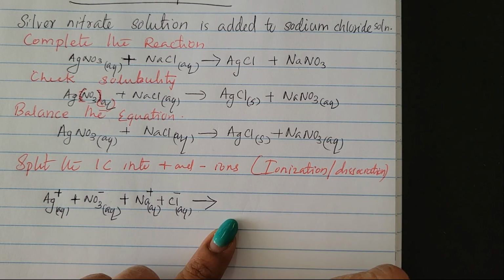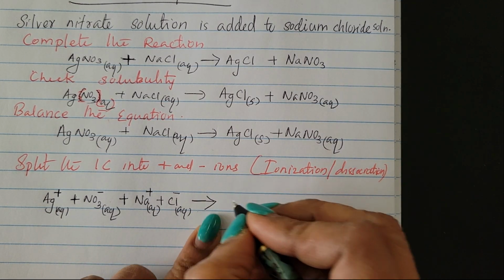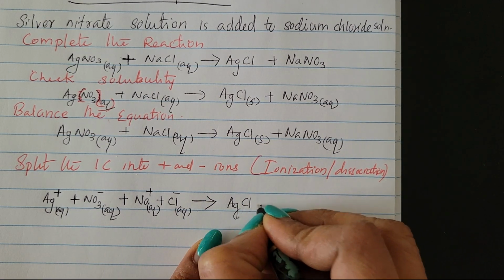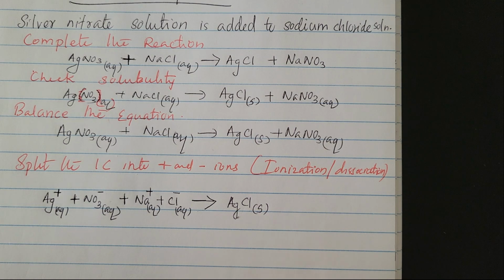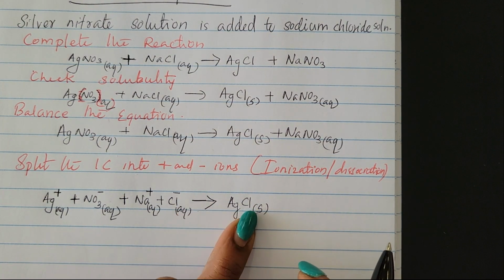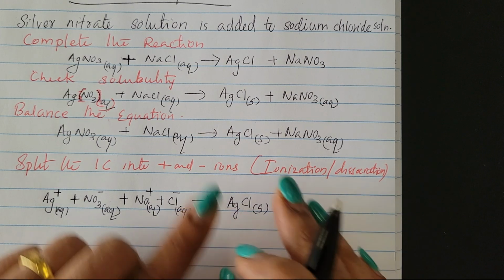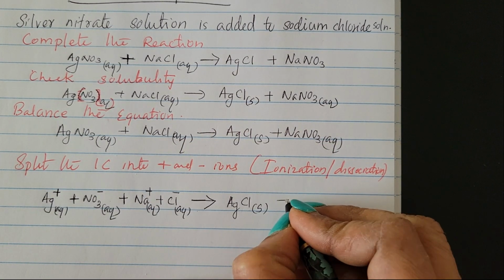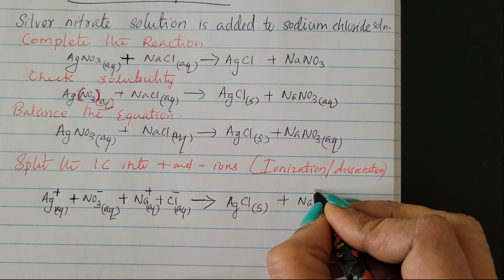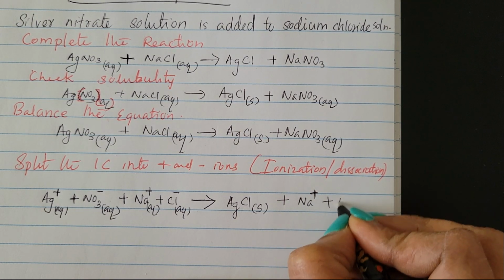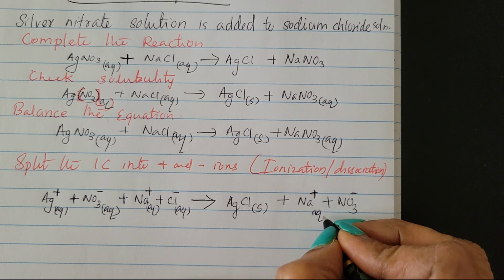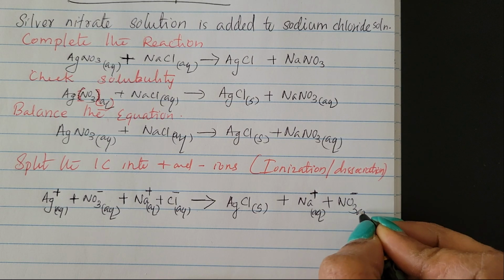Now AgCl. It is a solid, so nothing will happen to that. You have to write it like this. Don't split a solid because it will not dissociate in solution. That's why it is staying as solid. You just copy that there. And the next one is NaNO3, which is aqueous, so you have to split them. Na plus and NO3 minus. Both are AQ because they are in solution now.